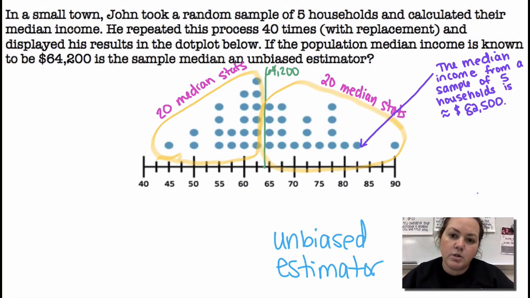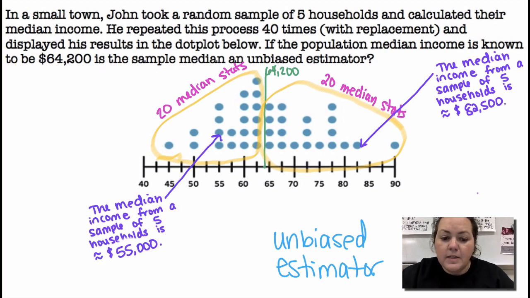So I went to where 64,200 is, and I drew a line. Then I said, okay, I have 20 dots to the left of that, and 20 dots to the right of that. So that would have been right about where I would have estimated my sample statistic to be. So this is an unbiased estimator if it's relatively even around the truth. This other dot is saying the median income from a sample of 5 households is $55,000. The one I pointed to before was the median income from a sample of 5 households is $82,000.